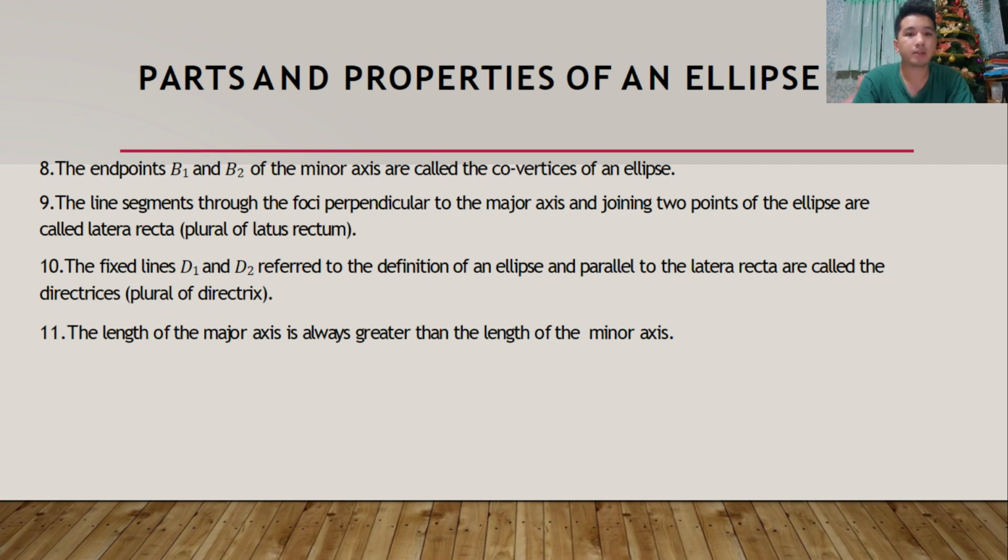The line segments through the foci perpendicular to the major axis and joining two points of the ellipse are called latera recta, plural of latus rectum. The fixed lines d1 and d2 referred to in the definition of an ellipse and parallel to the latera recta are called directrices, plural of directrix. The length of the major axis is always greater than the length of the minor axis.